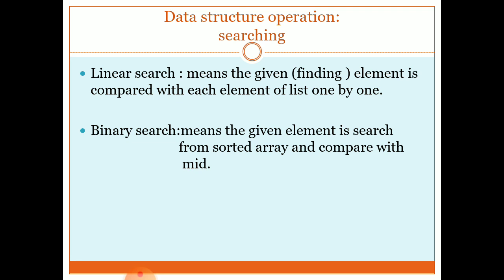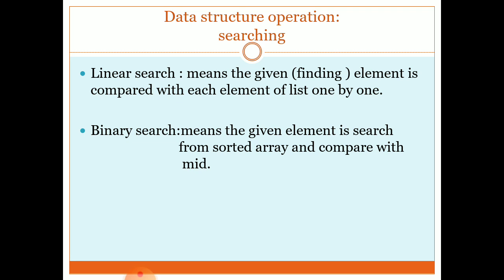Now, what do you mean by linear search? Linear search is nothing but finding a particular element from the given array one by one. You compare the given element with each and every element of the list until you get the particular element, or until the search is successful. That particular method is called linear search. And the second one is binary search.